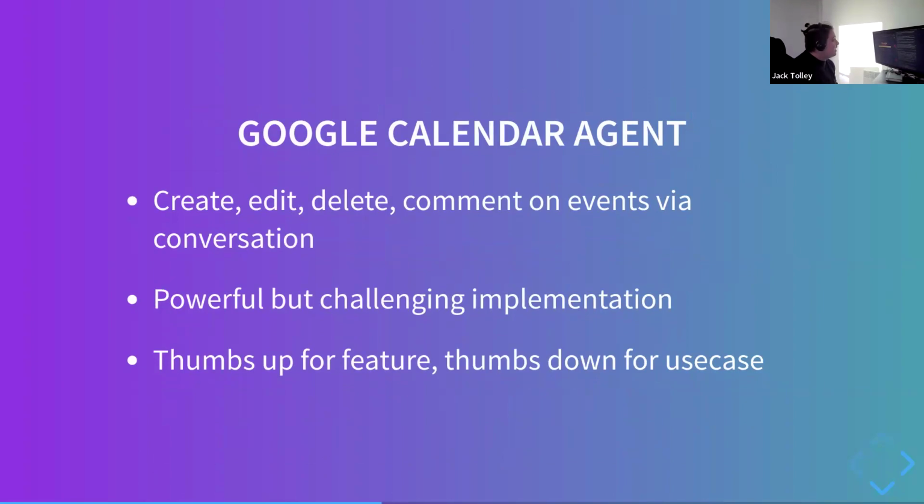As a much bigger use case, I implemented an AI agent for interacting with Google Calendar. It could create, edit, delete, and comment on events. The idea behind it was to reduce all actions, no matter how complex, to a simple conversation. If you could describe it in words, the application should be able to affect the change for you.